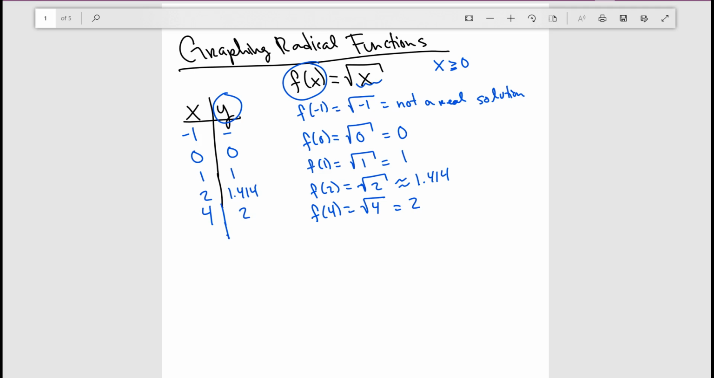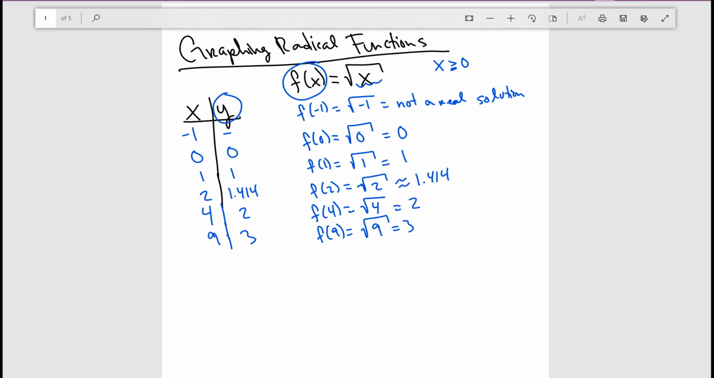Another one that we can plug in is 9. If I plug in f of 9, I'm going to get the square root of 9, which gives me 3. So you end up getting all of these different points. So how do we graph them?